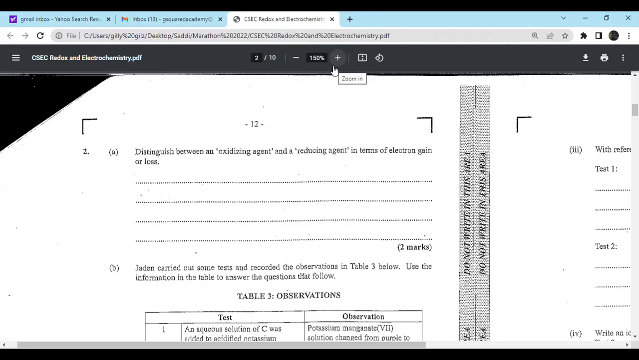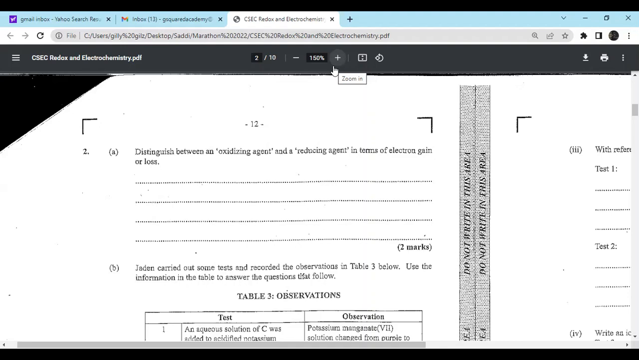How does it cause the thing to be oxidized? It has become itself reduced. That's why it causes oxidation. And a reducing agent causes something else to be reduced because it itself has become oxidized.